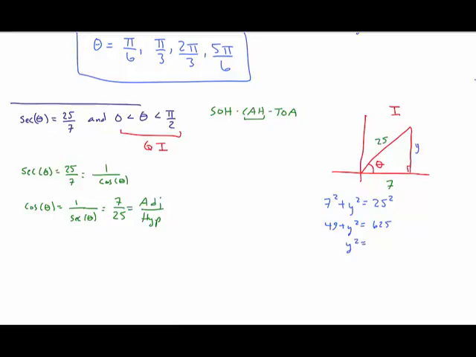Subtract the 49 from both sides and we have 625 minus 49, which is 576. Take the square root of both sides and I get y equals plus or minus 24. Now, I use the plus 24 in this case because I'm in the first quadrant. But if I was in the third or the fourth quadrant, I would use the negative 24. So you have to make sure you choose, just don't always go with the positive.